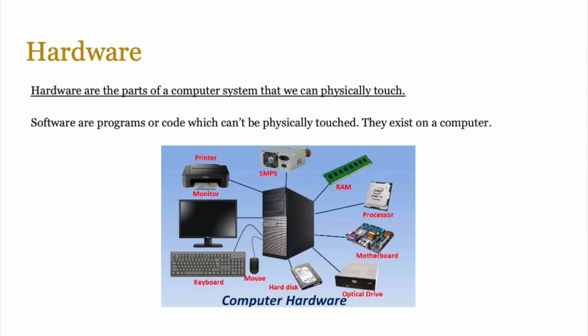Now, sometimes these hardware parts are inside the case of a computer or a laptop or a phone, so you can't directly touch them. But if you opened it up, you could touch them, and that's why they're called hardware. Software, on the other hand, are programs or code which can't be physically touched. They exist on a computer, so they're stored as instructions on a particular storage device. On screen, you can see the various different physical parts, from the power supply to the RAM to the processor to the motherboard to printers and many, many more. We're going to be looking at some of the common ones later on in the unit.